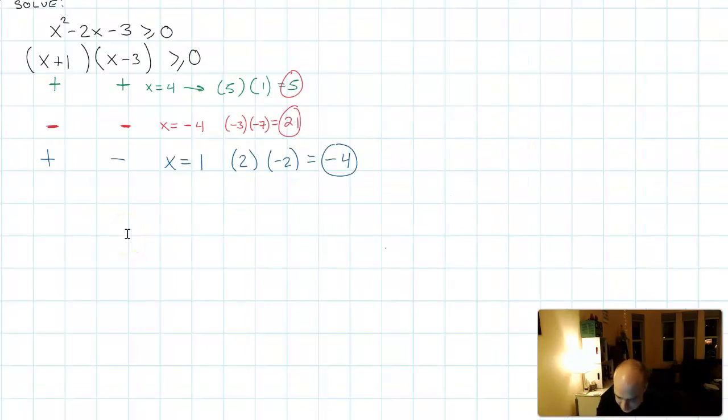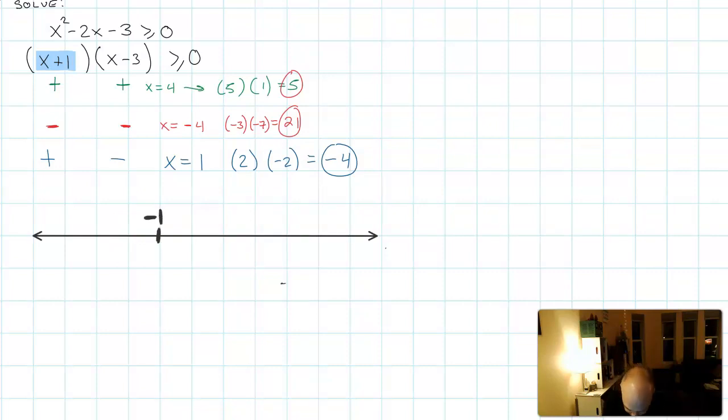So to solve this, we're going to make this thing called a sign chart. A sign chart looks like a number line, but you don't put every single number on it. You draw out a number line, and then on this number line, you only need to put the values that are the zeros of the polynomial. So x plus 1 has a zero of x equals negative 1. That's what would make that factor 0. X minus 3 has a zero of 3. We'll put that over here.